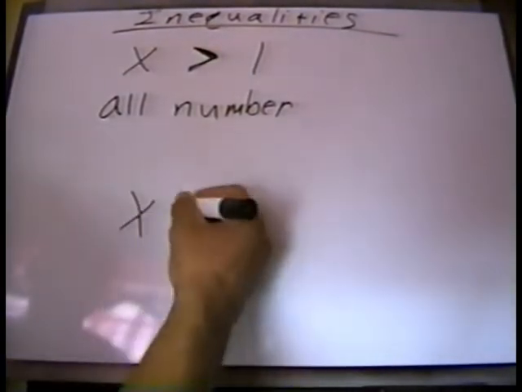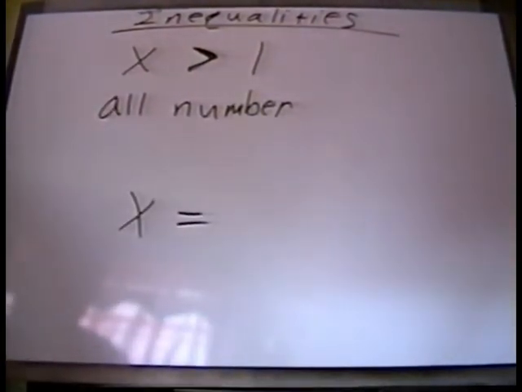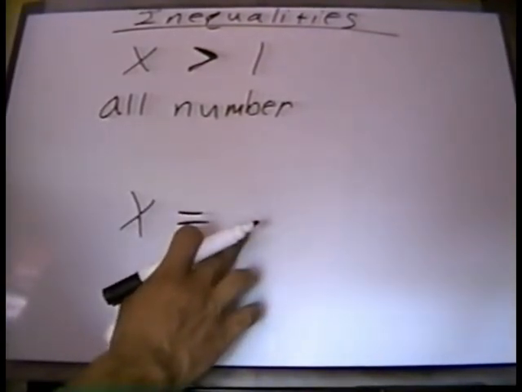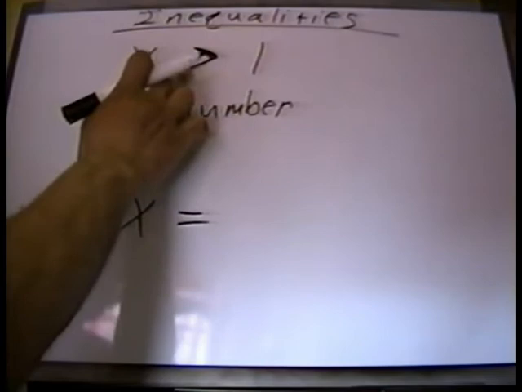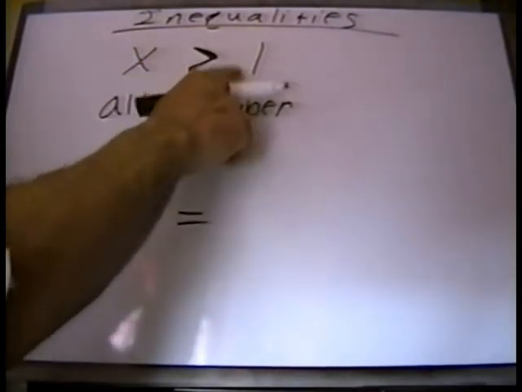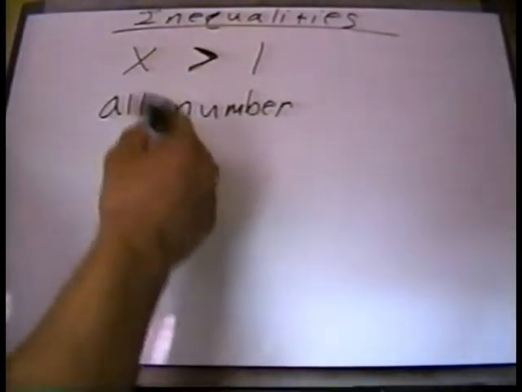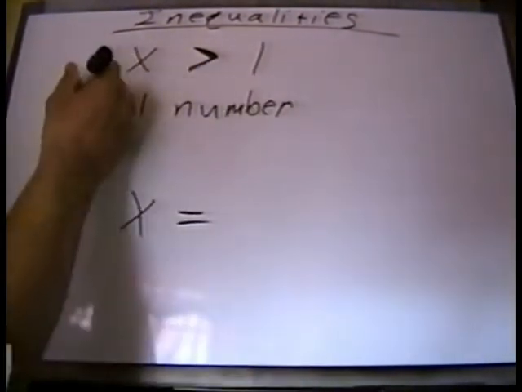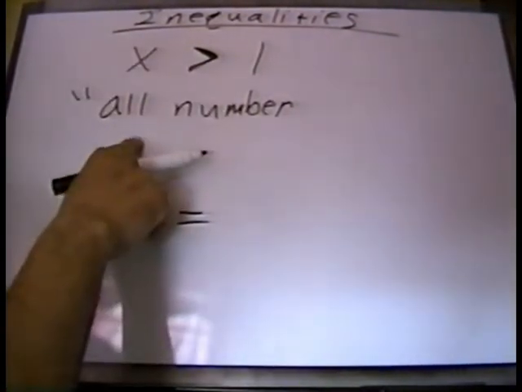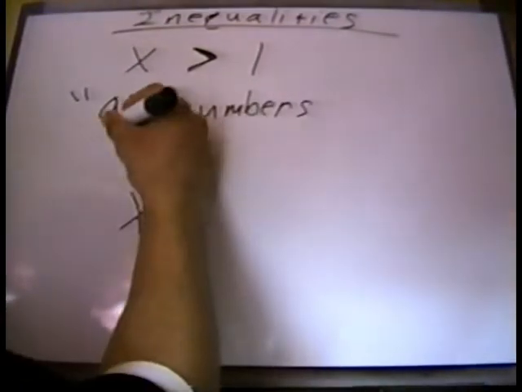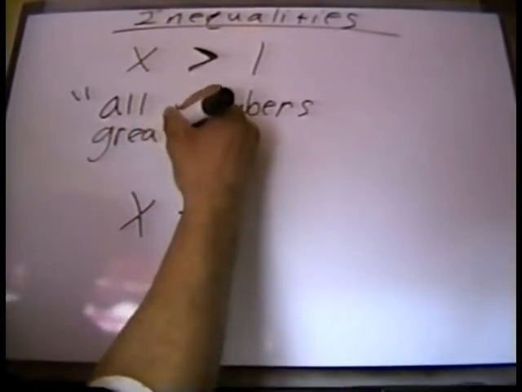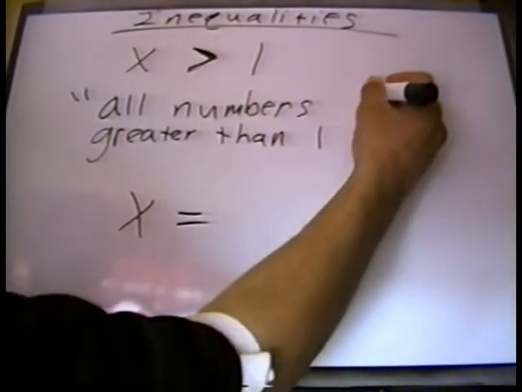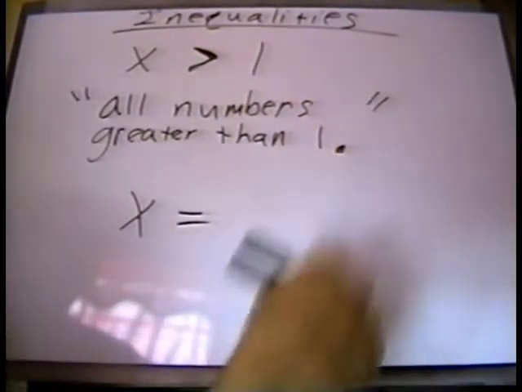If we know what x is, we'll get an equal sign. That means x would only be a constant, definite value. But here, x, we don't know what it is. We only know that it's greater than 1. So here, this mathematical expression, x greater than 1, represents the English phrase, all numbers greater than 1. Okay?